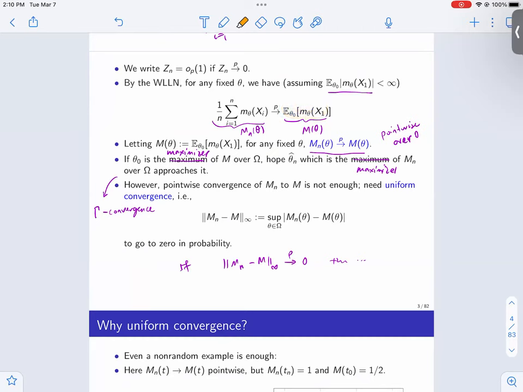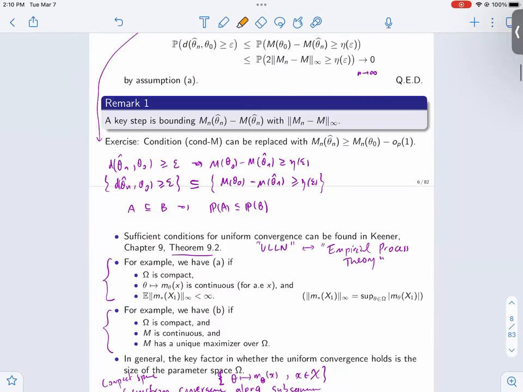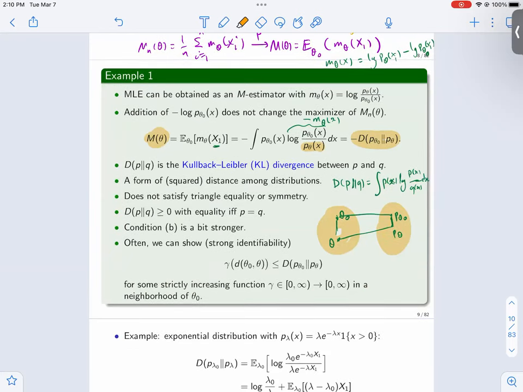So we looked at what this population function looks like for the MLE, and it looks like the KL divergence: the negative of the KL divergence between the density at the true parameter and the density at a generic parameter. Because of Jensen's inequality, this quantity in theta is always less than or equal to zero, because KL divergence is bigger than or equal to zero, and equality holds if and only if the two densities are equal. So we're essentially establishing that theta naught is the unique maximizer if the model is identifiable.